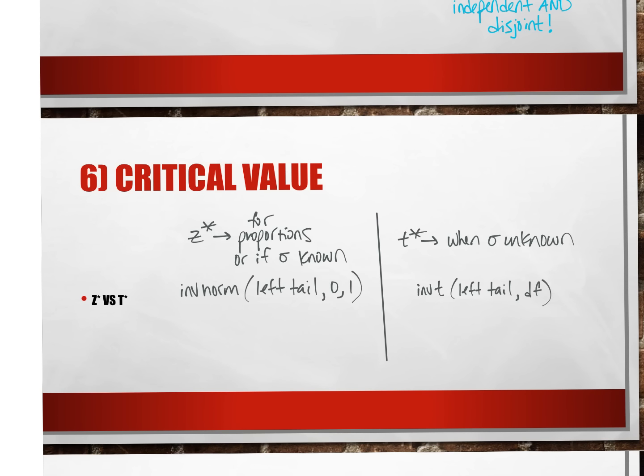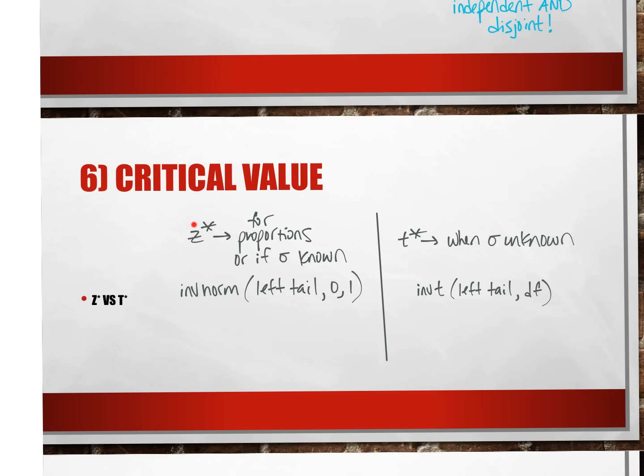So the Z star and the T star. That is what we use for intervals. It is called the critical value, and it's on the formula sheet in the confidence interval section. You take your statistic plus or minus your critical value, which is either a Z star or a T star, times the standard deviation of the statistic. Those are the words that you're given on the formula sheet for an interval.